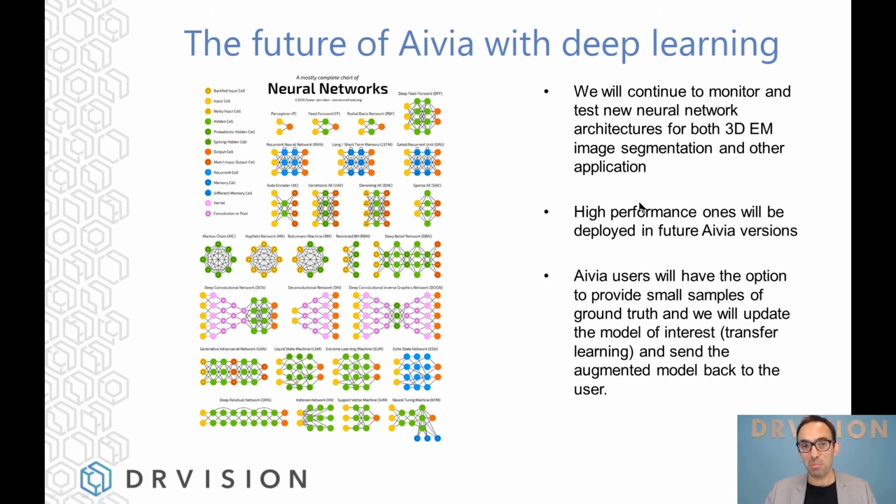Aivia users, as I mentioned, if you are using Aivia and you want to do segmentation of EM images for now, you can send us small areas of ground truth and we will retrain the model for you here, which takes some hours, as you heard Chi explain, and we will send you the file back with the trained model that you can just apply in the same way that I applied it a moment ago.